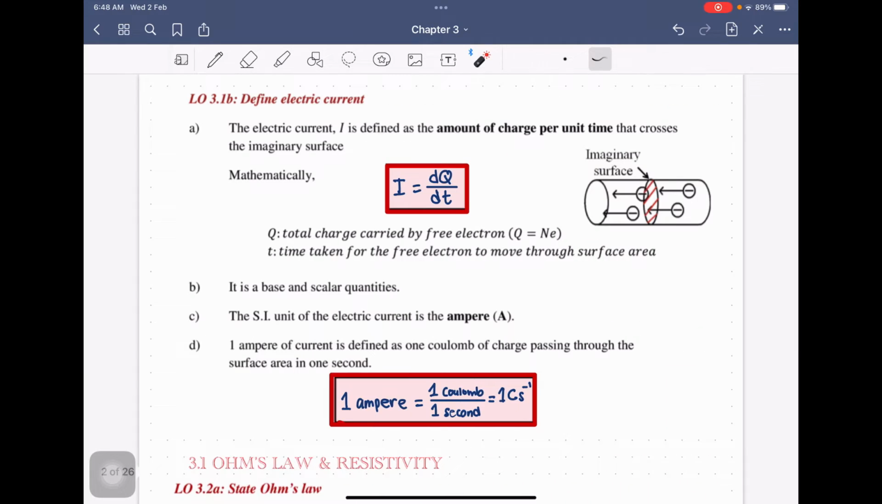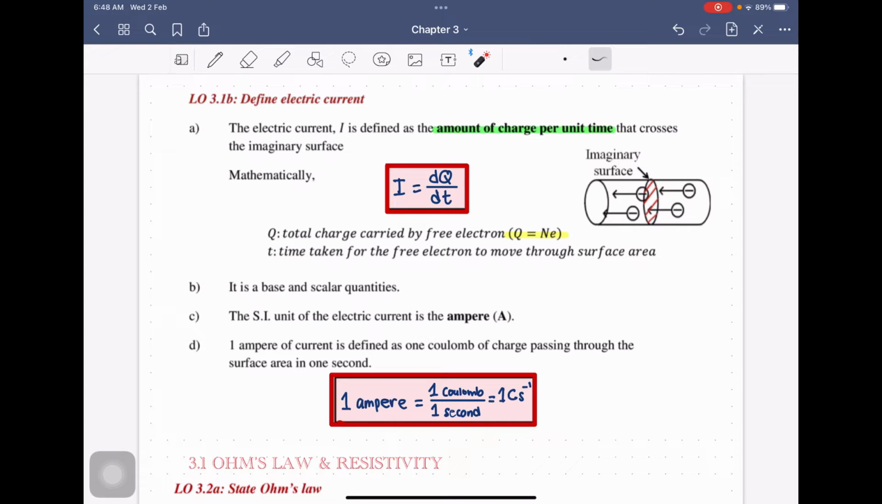Okay, so kita proceed. Okay, apa itu electric current? Okay, electric current I is defined as the amount of charge per unit time. Okay, so ini adalah I which is equal to dq per dt. Okay, q is a total charge. T is a time taken for the free electron to move through the surface area. And then kita ada satu equation yang awak kena ingat, which is Q adalah sama dengan N times dengan electron.